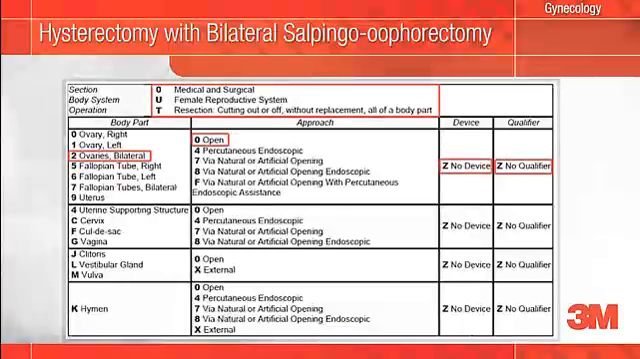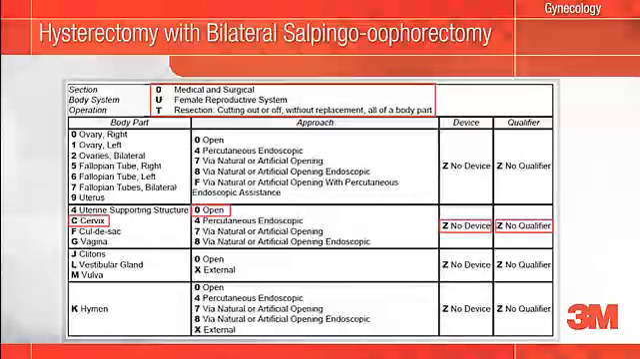0UT20ZZ for the removal of both ovaries and 0UT70ZZ for the removal of the tubes. Code 0UT90ZZ would be assigned for the removal of the uterus, and 0UTC0ZZ for removal of the cervix.